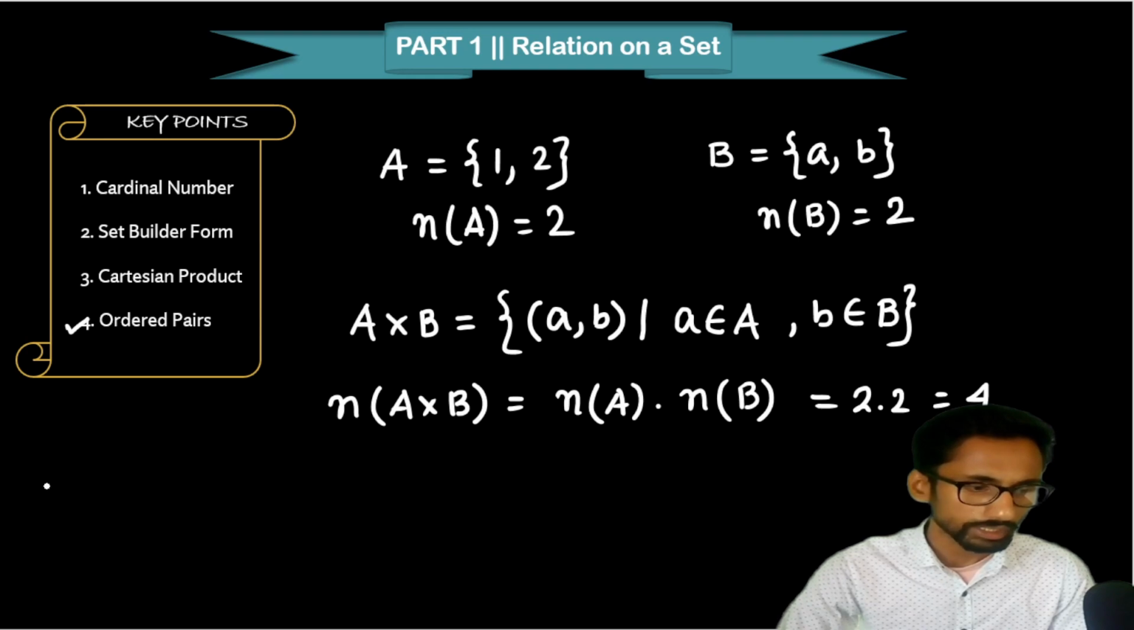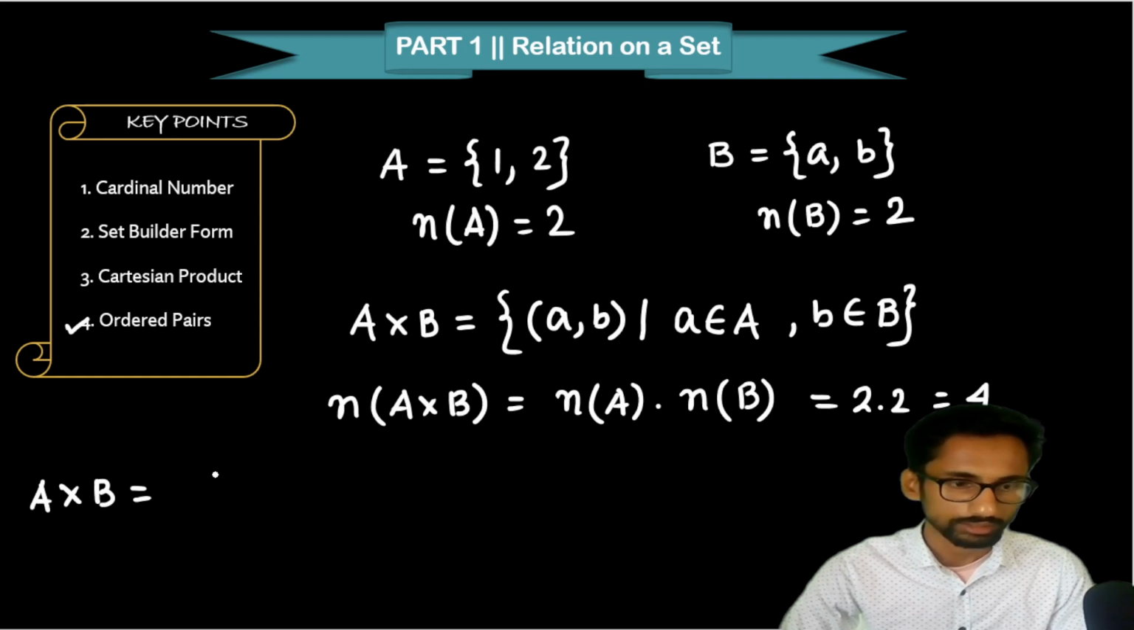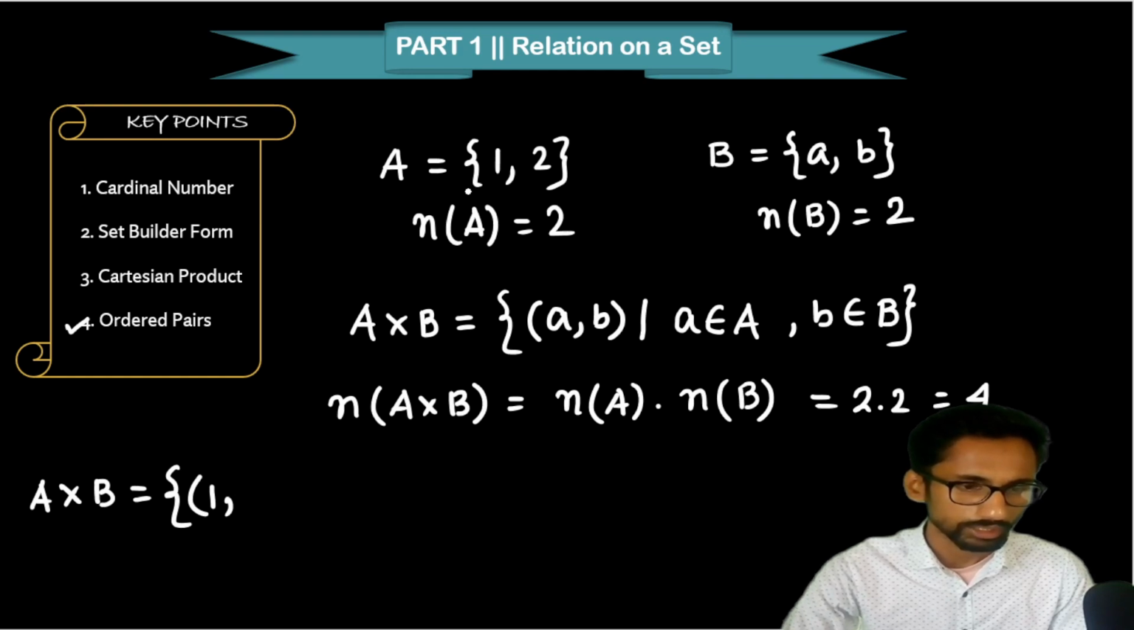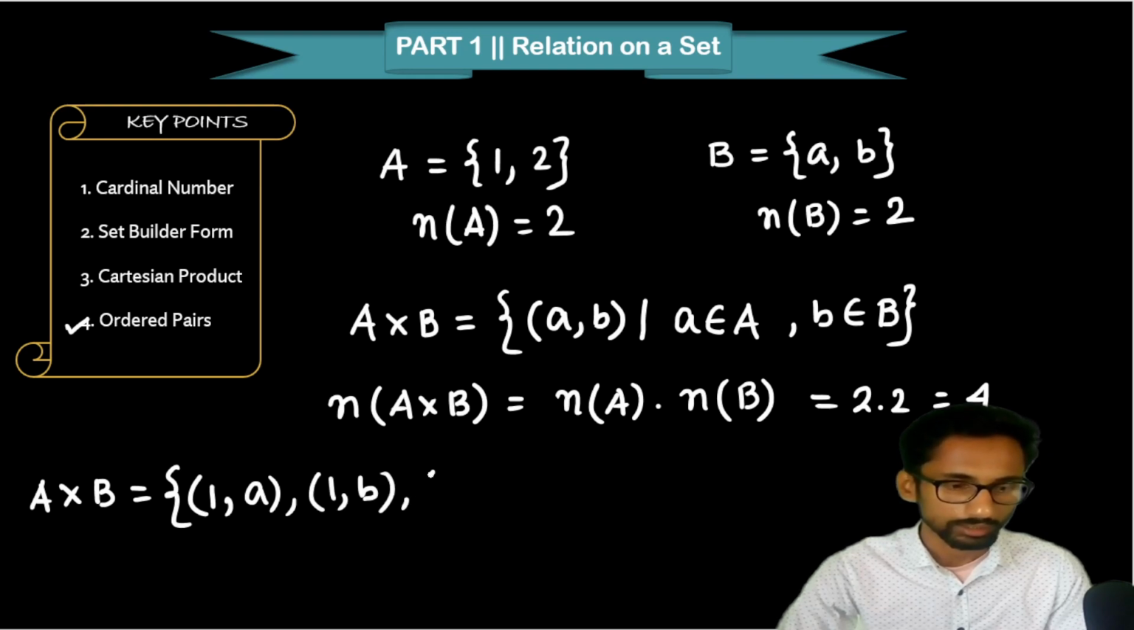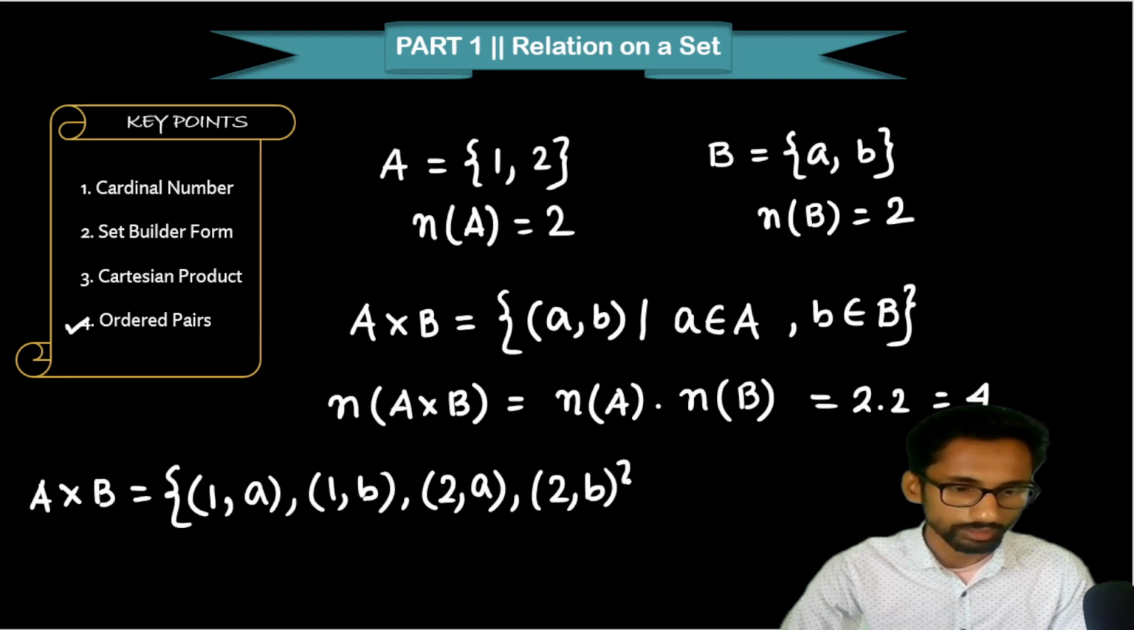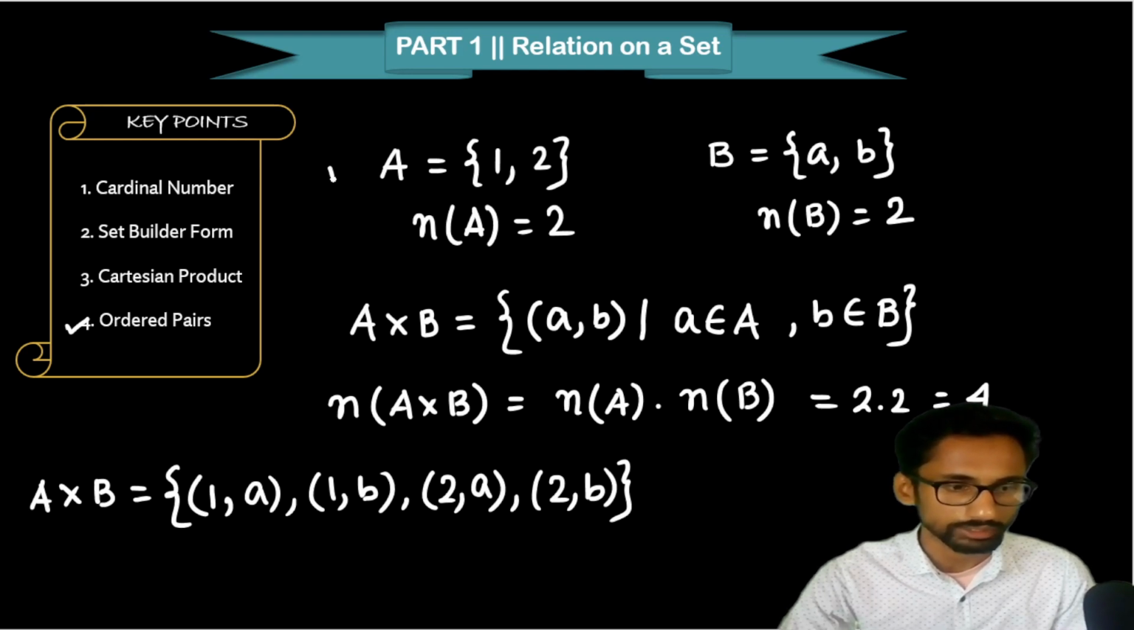Now what will be the elements of the product set A cross B in this case? If we follow the definition of the Cartesian product, we will be able to write these 4 ordered pairs. For example, they are 1 from set A and a from set B, again 1 from set A, b from set B, 2 from set A and a from set B, and the last one, 2 from set A and b from set B. These are the 4 ordered pairs when we multiply these two particular sets A and B.